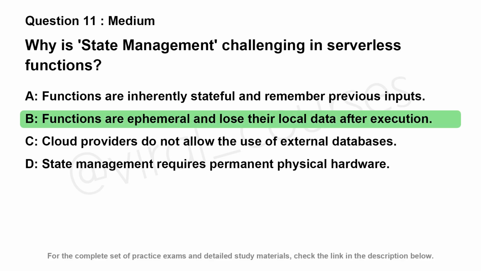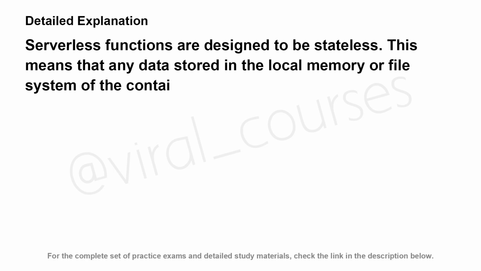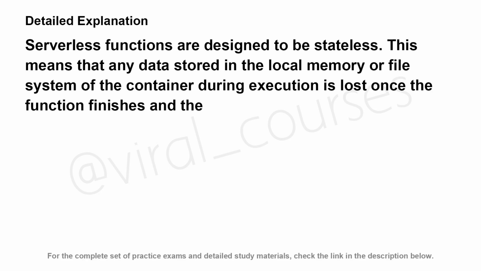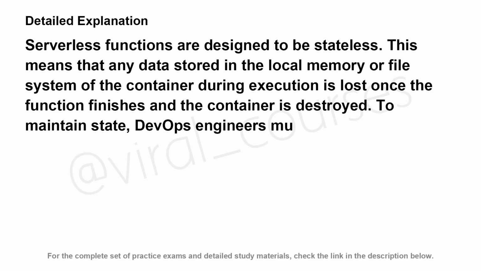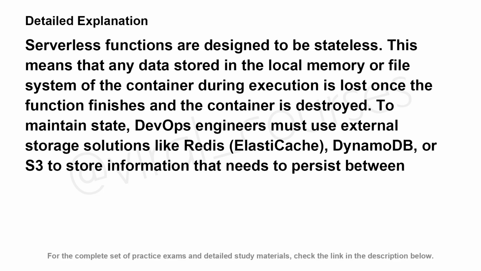The correct answer is B. Serverless functions are designed to be stateless. This means that any data stored in the local memory or file system of the container during execution is lost once the function finishes and the container is destroyed. To maintain state, DevOps engineers must use external storage solutions like Redis, ElastiCache, DynamoDB, or S3 to store information that needs to persist between different function calls.